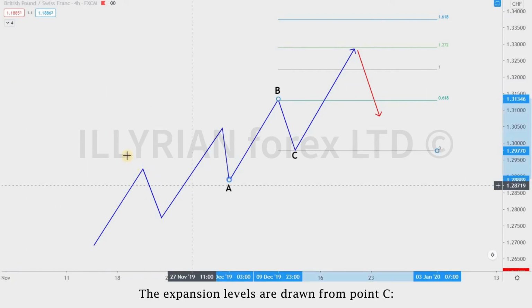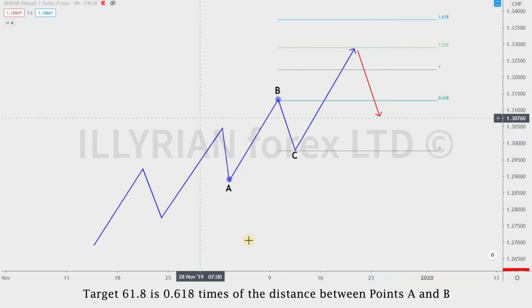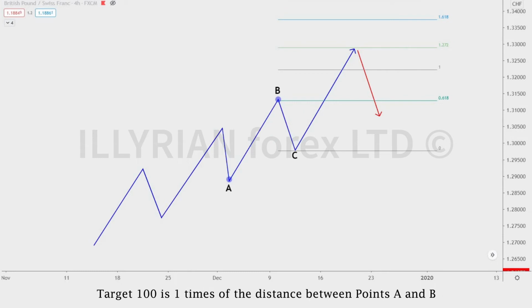The expansion levels are drawn from point C. Target 61.8 is 0.618 times the distance between points A and B. Target 100 is 1 times the distance between points A and B. Target 161.8 is 1.618 times the distance between points A and B.